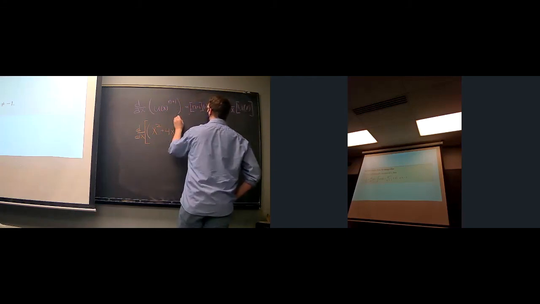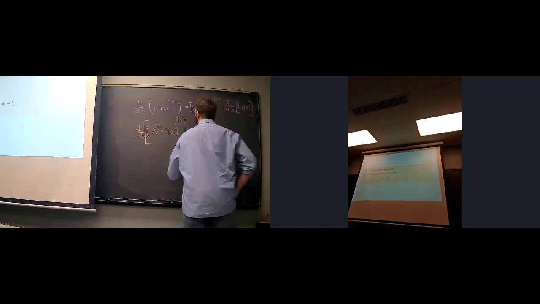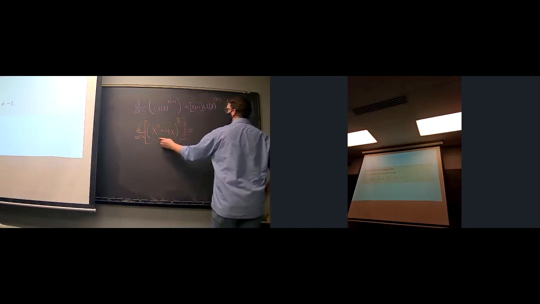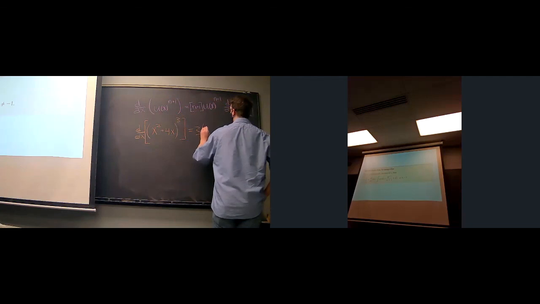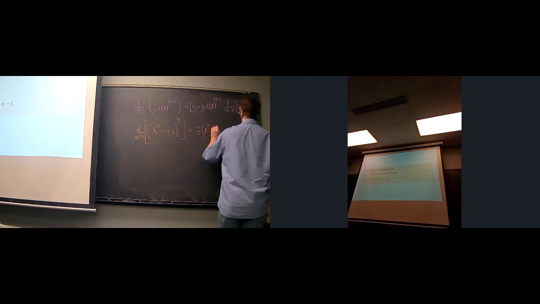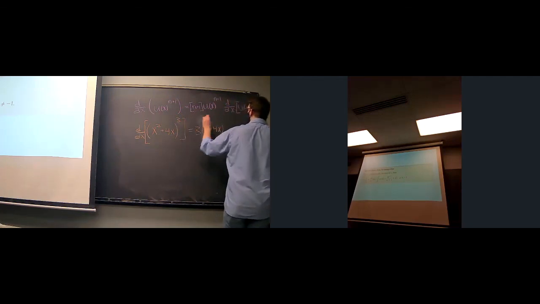Well, this is going to come out to be 3 times x squared plus 4x, squared, times the derivative of what's inside, so that's going to be 2x plus 4.